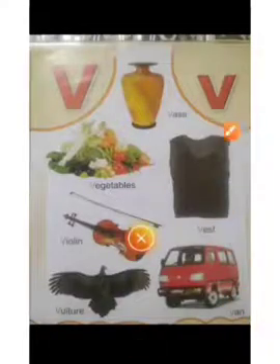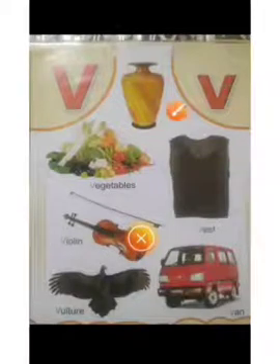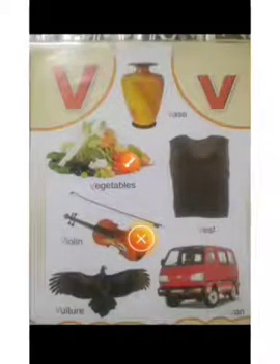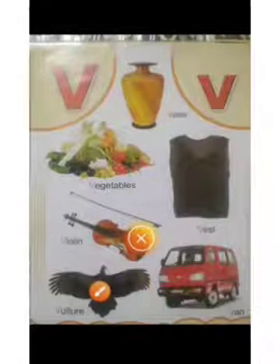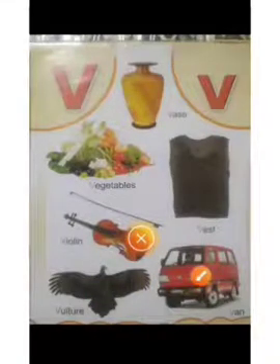Let's start with the letter V. V for vase. V for vegetables. V for vest. V for violin. V for vulture. V for van.